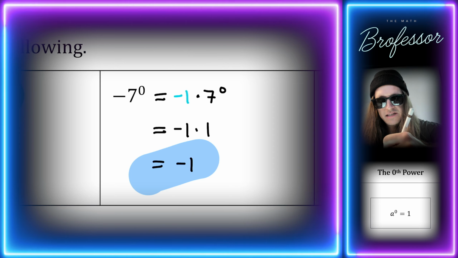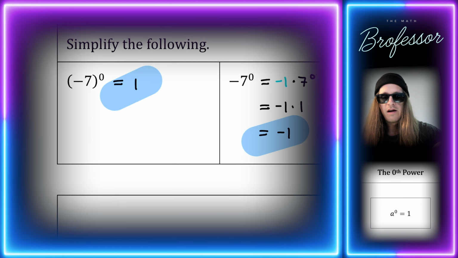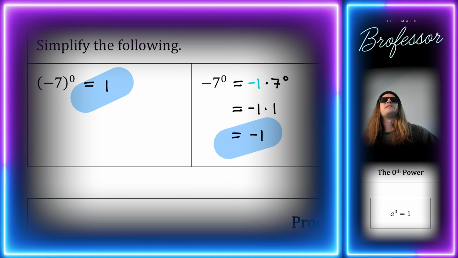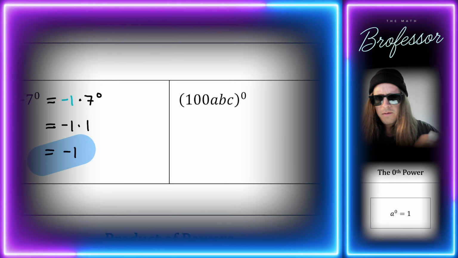So you may have seen that from the beginning, but that's the difference between this example and the last one: if it's in parentheses, it will be positive 1 because the negative will go away. However, if there's no parentheses, that negative makes the final answer negative. But good, how about this right here?